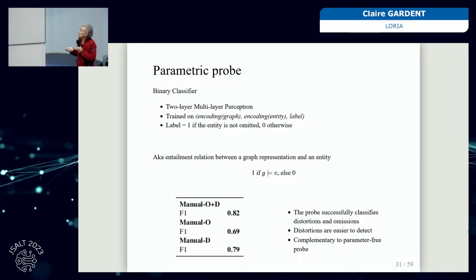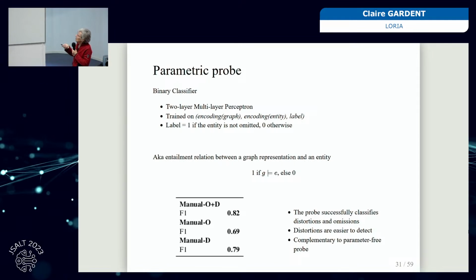Okay, so that was the first probe, and the other probe is a more standard probe where you train a classifier whose aim is to predict, given a graph and an entity, whether that entity is going to be omitted or not. We train it on the annotated data I just mentioned. Here we experimented with different classifiers, but the best one was a two-layer multi-layer perceptron. You give it the encoding of the graph, the encoding of the entity, and the label: the label is 1 if the entity is not omitted and 0 otherwise, and you train this classifier.